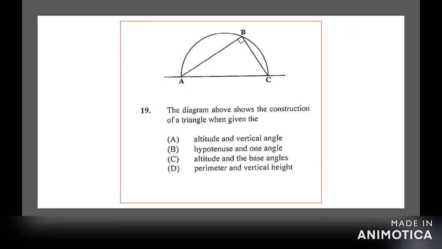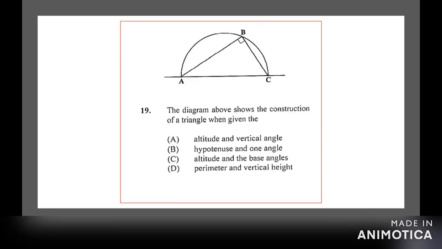19, the diagram above shows the construction of a triangle when given the height, meaning the altitude, and the base angles. So the base angles are where the A is and where the C is. Those 2 angles are given. So if you get the height, you should be able to construct the triangle.